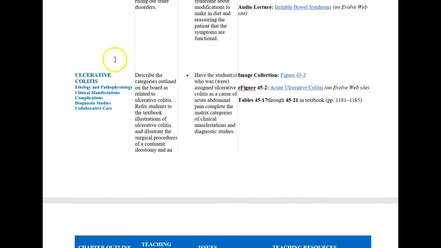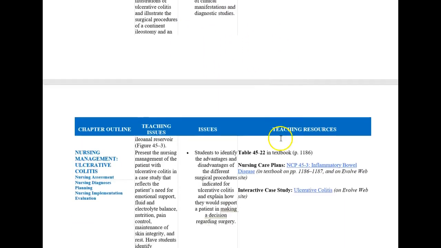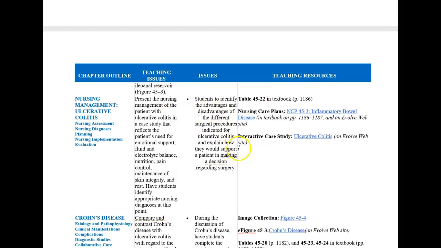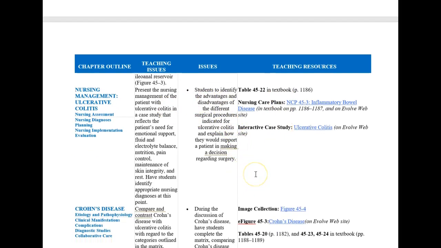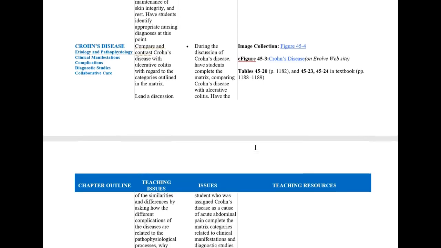Ulcerative colitis is very common. Again, it's an autoimmune disease. It's a very common cause of acute abdominal pain, which we're not really discussing in this semester, but it also leads to chronic pain. There's also the nursing management of it, but it does lead to chronic conditions. Crohn's disease definitely is a chronic condition as well, also an autoimmune disease.